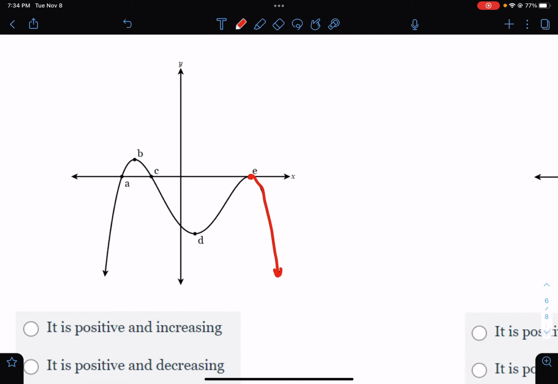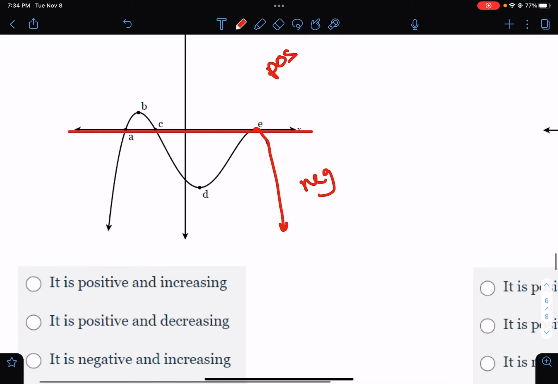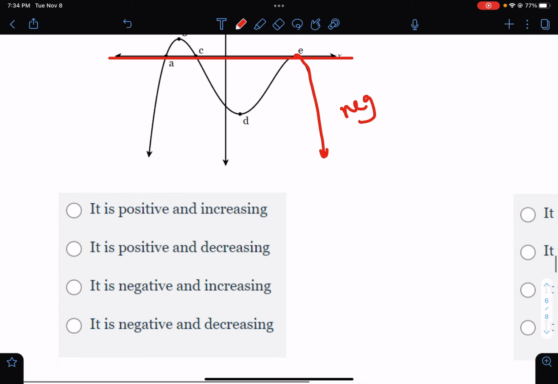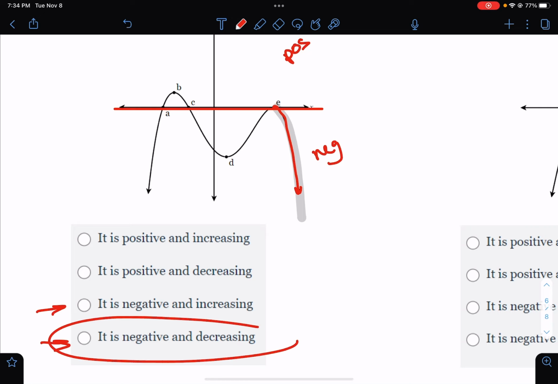All right. So basically, they want to know if it's positive or negative, and then if it's increasing or decreasing. To determine if it's positive or negative, if it is above the x-axis, we are positive. If it is below the x-axis, we are negative. Okay. So this one is below the x-axis, so we are negative. So it's going to be one of these two options. And then the way to imagine it is, imagine you're reading a book. You go from left to right. As you go from left to right, is the function going up or down? It's going down. So this one's going to be negative and decreasing.